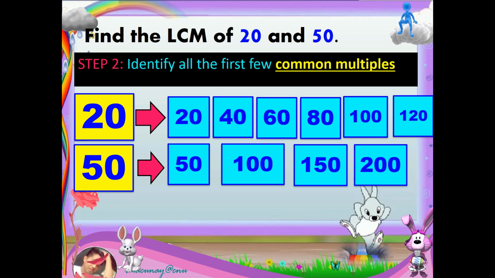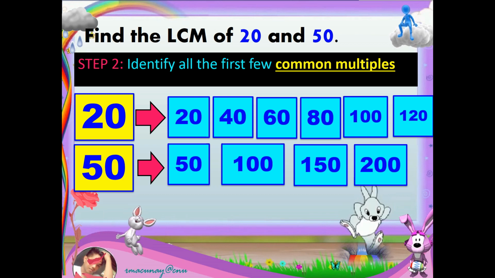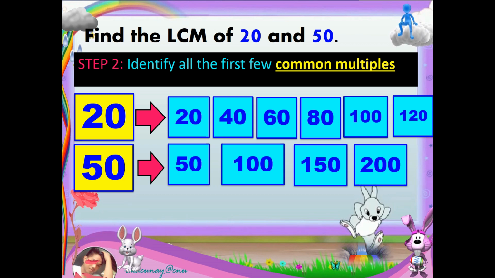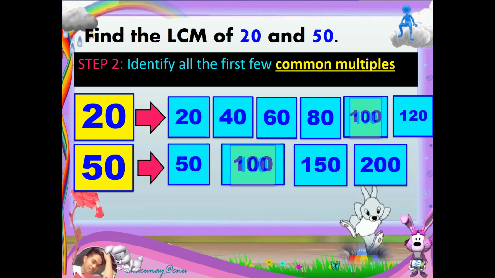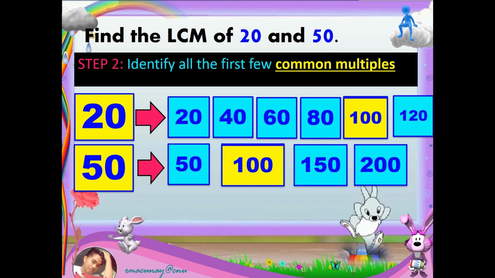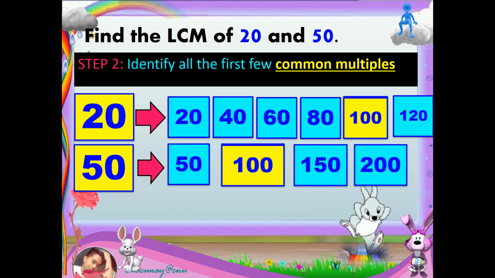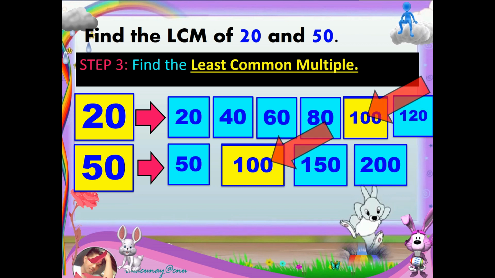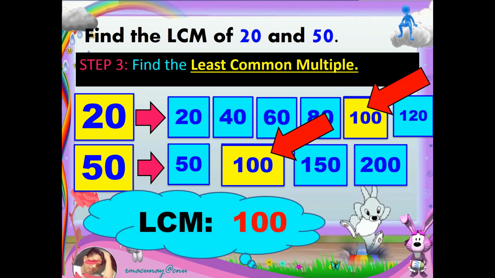Let us now identify the first few common multiples. Sometimes, if you already found the first common multiple, you can actually stop listing the multiples, since the very first common multiple in your list, starting from the left, is definitely the LCM. In 20 and 50, the first common multiple is 100. Therefore, 100 is the least common multiple, or LCM, of 20 and 50.